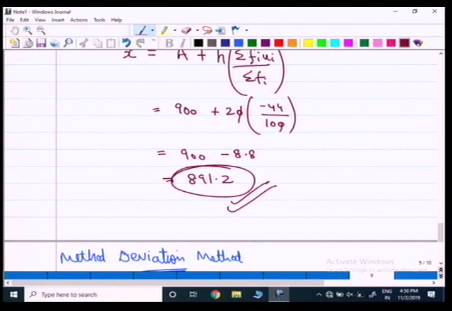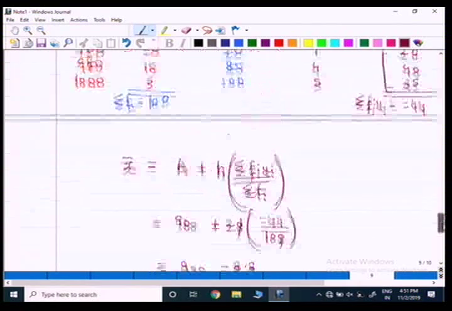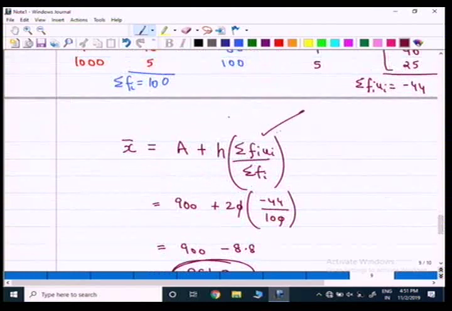The only thing which is new over here is that we have introduced one variable h, by which we are dividing all the deviations, so as to get very simple values. And in the end, whatever mean we are getting, we have to multiply by h and then add a to it.